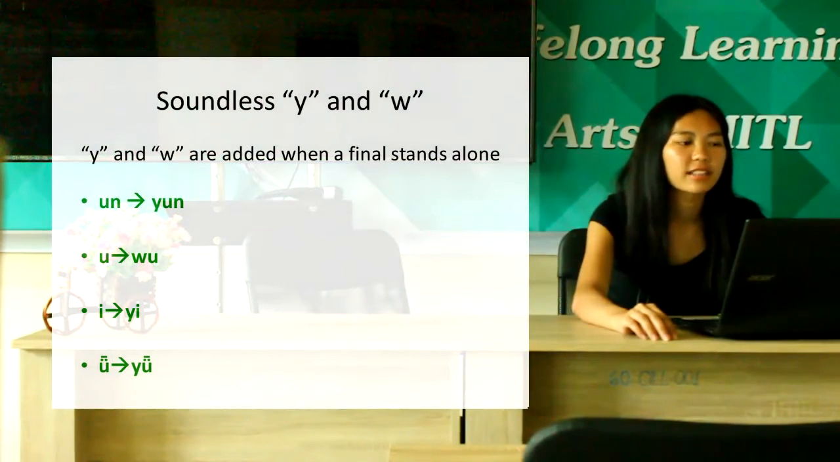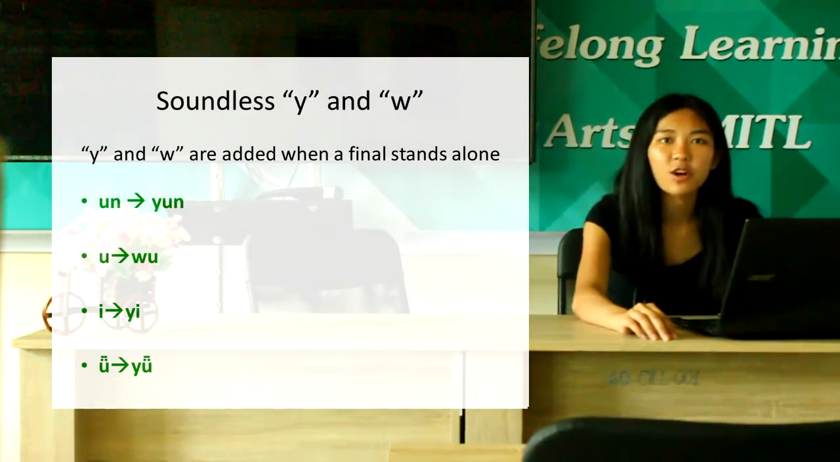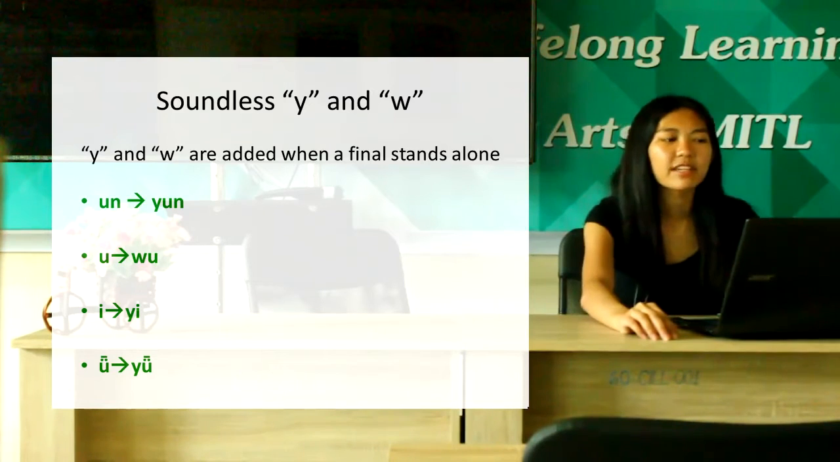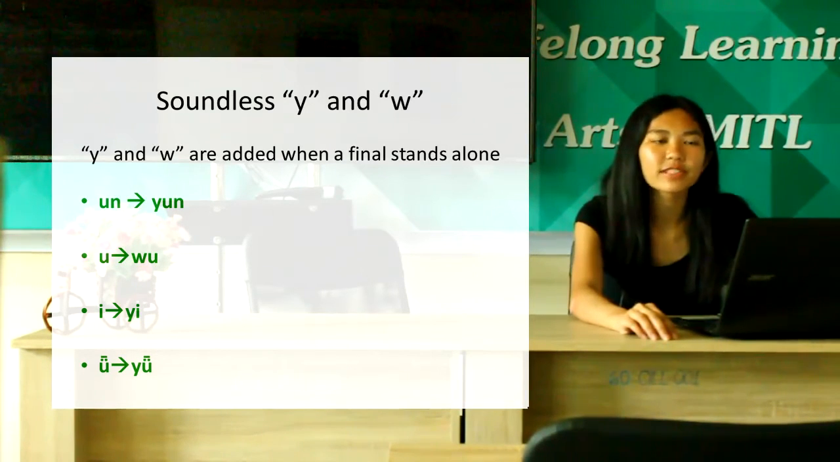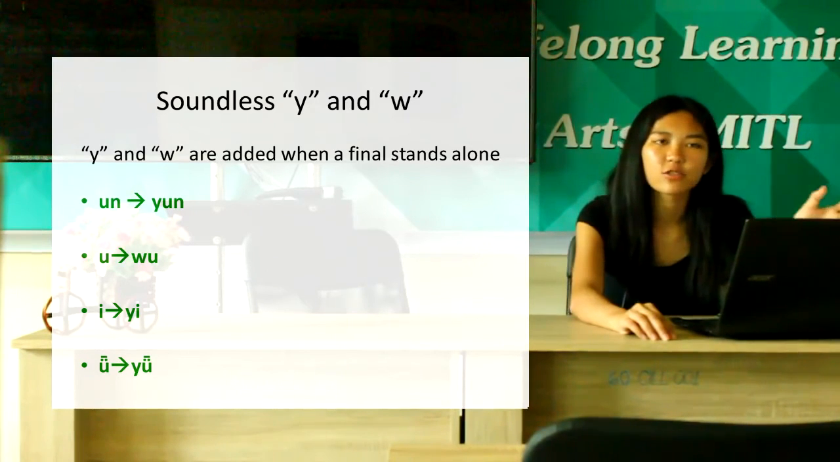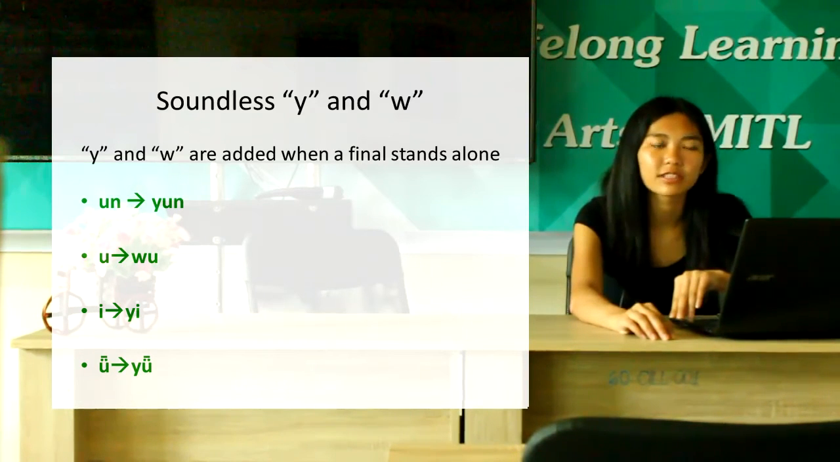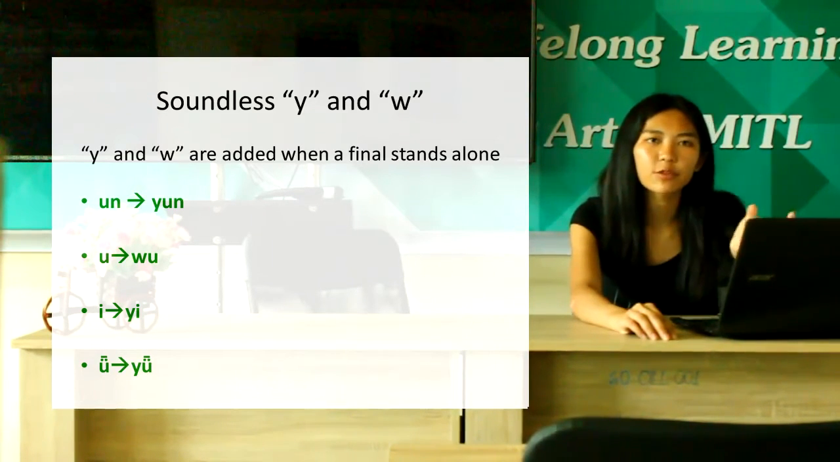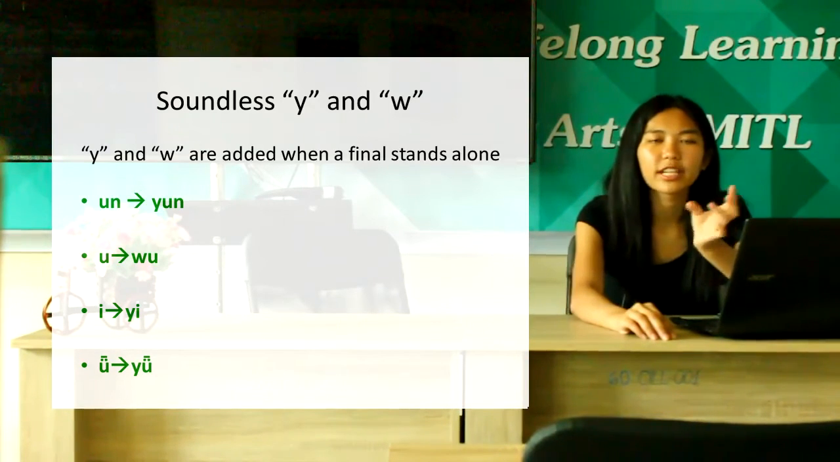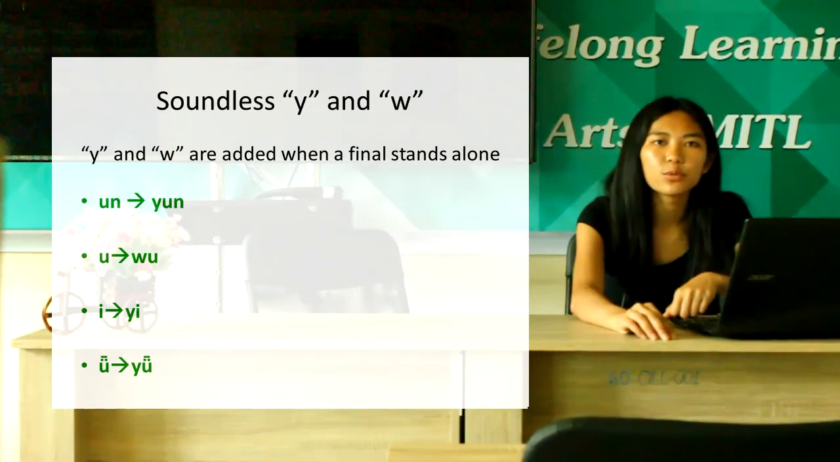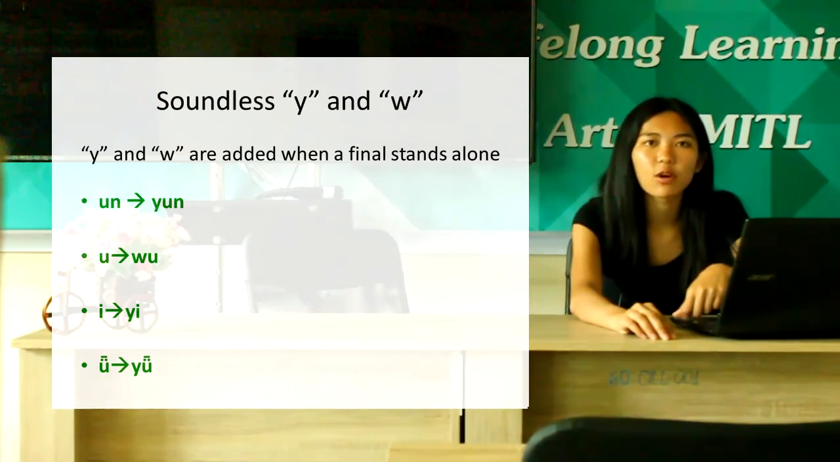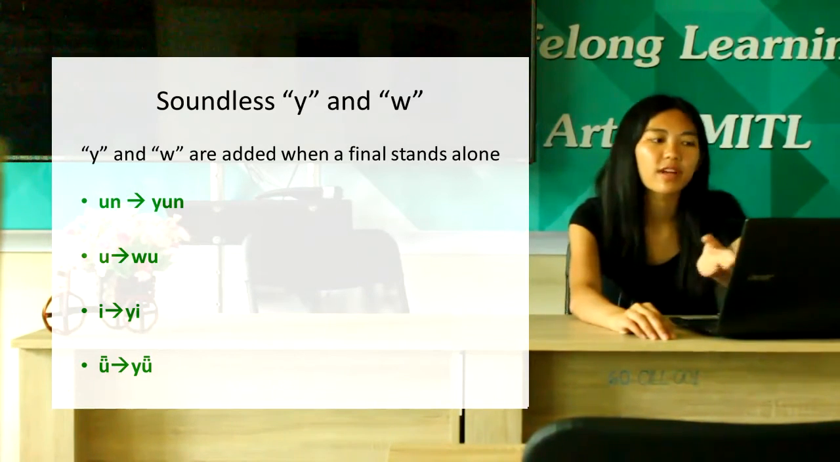Next we'll talk about Y and W. And actually Y and W, they are initials, but they are not real initials. What I mean is that when a final stands alone, we will add an initial at the front to make it complete, like there is an initial and a final. But then Y and W are usually soundless. For example, we will have W and a U. We will say oo, oo. So it's actually the sound of oo. So W here is soundless, and Y as well.